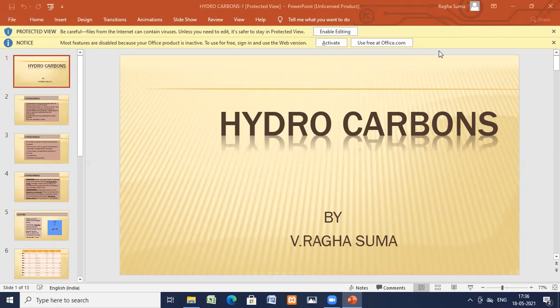These are the cyclic compounds and the acyclic compounds. Cyclic compounds have carbon atoms arranged in a ring, a cyclic form, whereas the acyclic compounds have the carbon atoms arranged in straight chain or branched chain forms. Acyclic compounds are further classified into different types depending on the carbon-carbon bond.